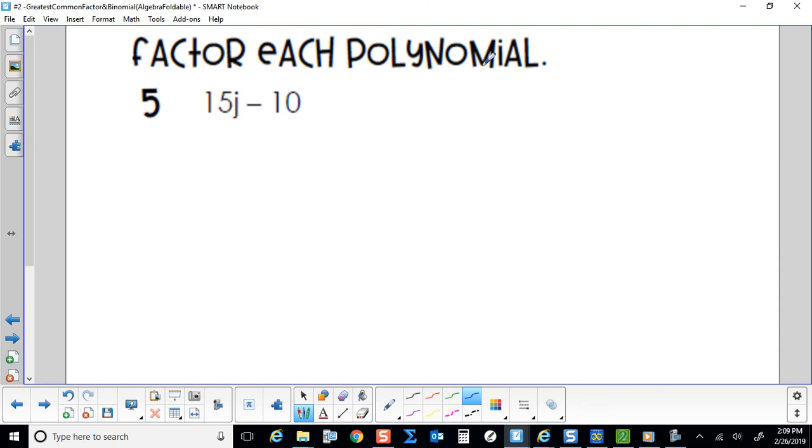Now we're going to factor each polynomial. We're going to find out the greatest number we can pull out and the greatest variable we can pull out. So we have 15 and 10. What is the greatest common factor of 15 and 10? Well, 5. So if I factor out a 5, I have 15j, I factored out a 5, so that left me with a 3j. So I'm pretty much dividing by the factor. So minus 10 divided by 5 is minus 2. Now I can always check this by distributing, and I should end up with what I started with.